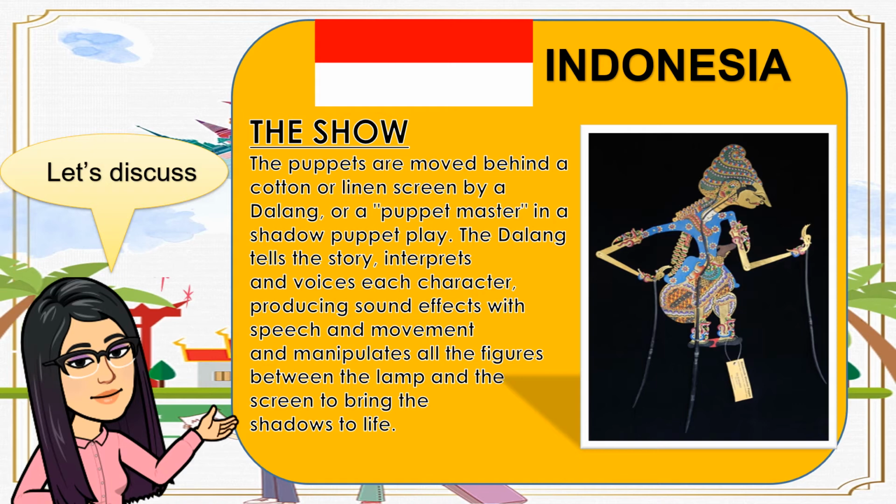So the dalang tells the story, interprets and voices each character, producing sound effects with speech and movement, and manipulates all the figures between the lamp and the screen to bring the shadows to life. So these are the roles of a dalang or a puppet master.